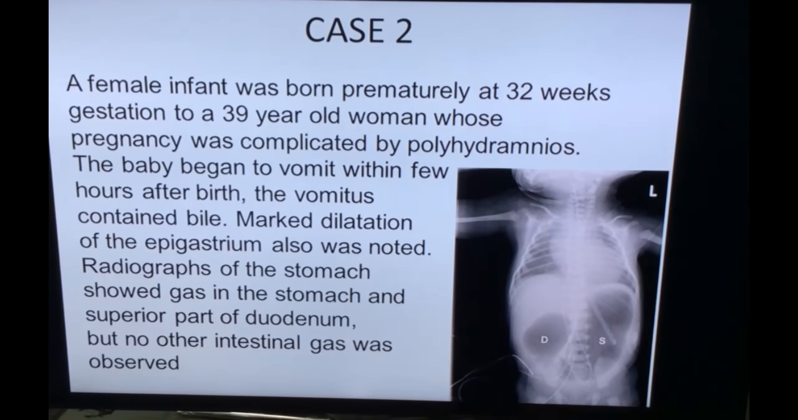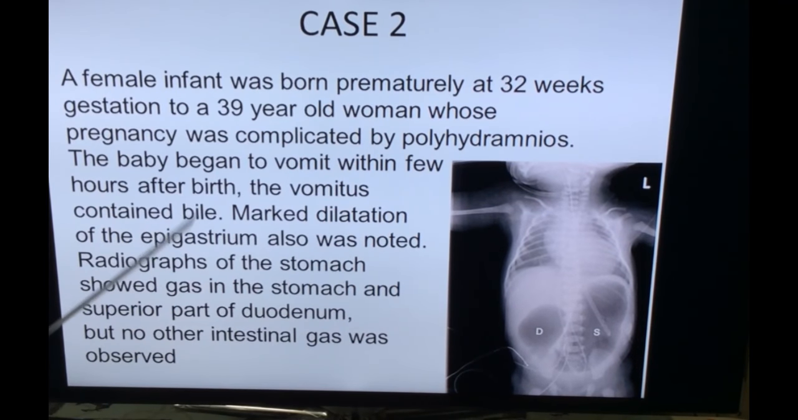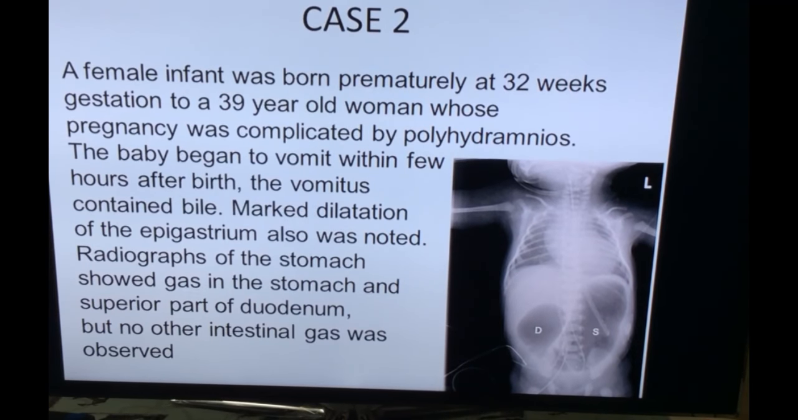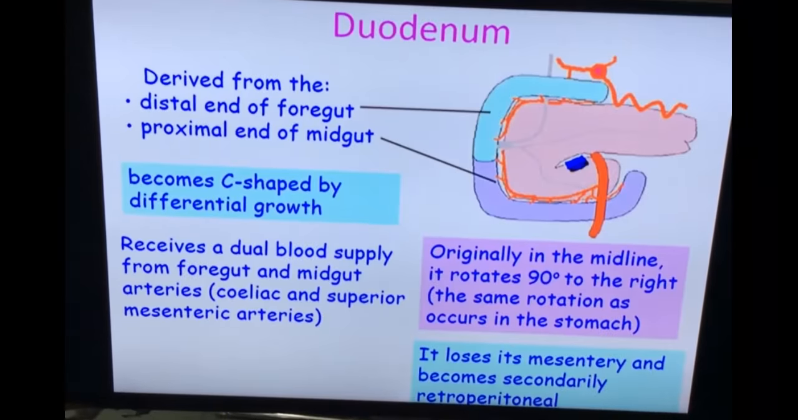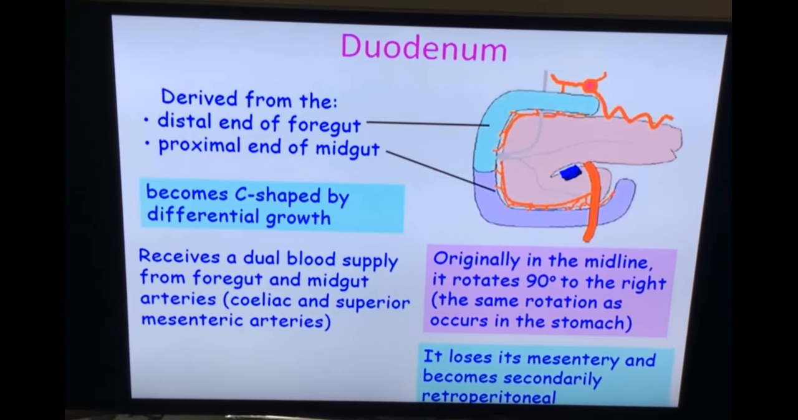So what was this case? Here you can see there is a difference. There is vomiting, but the vomitus contained bile. So what is this case? You will come to know once we discuss the development of the duodenum.